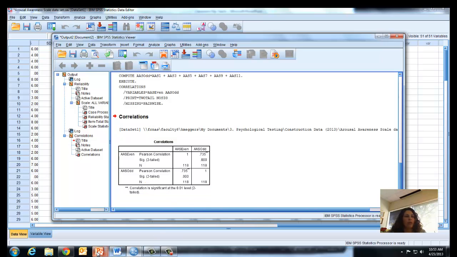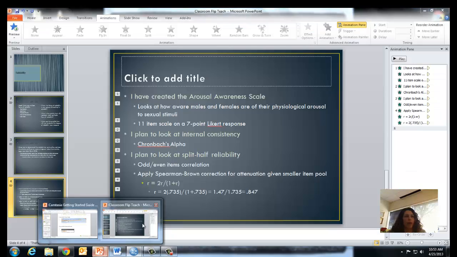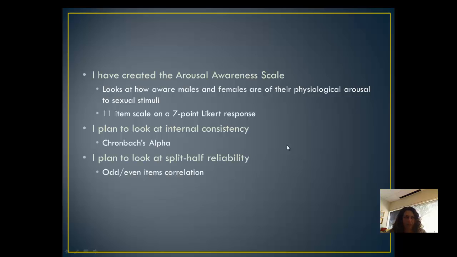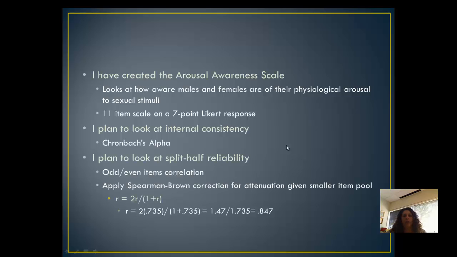Now remember that when you do a split half reliability check, we have to apply the Spearman-Brown correction. Because what happens when you use a small number of items to look at reliability in a split half is that the smaller item pool attenuates, or brings down, a correlation. So you want to correct for that attenuation by applying the Spearman-Brown correction. And here's the formula for the Spearman-Brown correction: R equals 2 times R divided by the sum of 1 plus R.